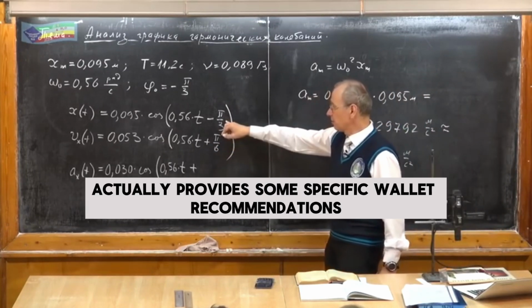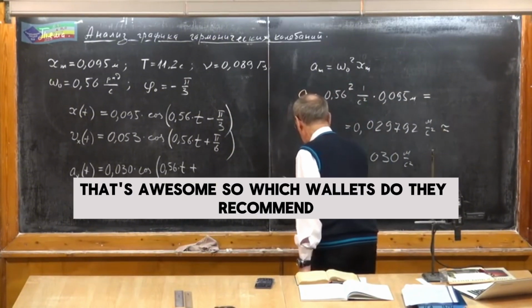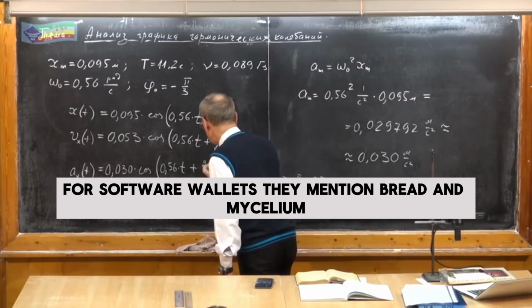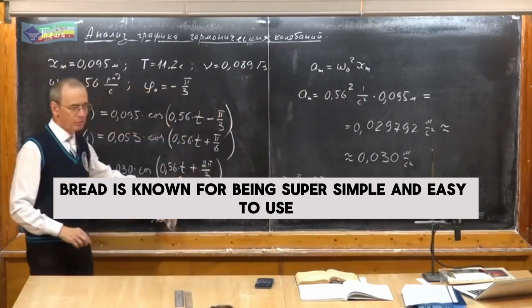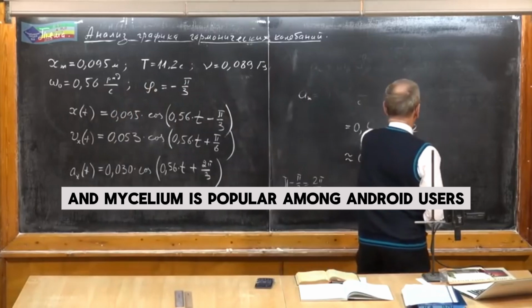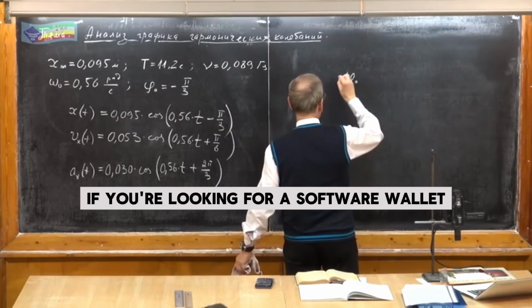The source actually provides some specific wallet recommendations, which is helpful. Oh, that's awesome. So which wallets do they recommend? For software wallets, they mention Bread and Mycelium. Okay, I've heard of those. What are they known for? Bread is known for being super simple and easy to use, and Mycelium is popular among Android users, and it offers a higher level of security. So those are good options if you're looking for a software wallet.